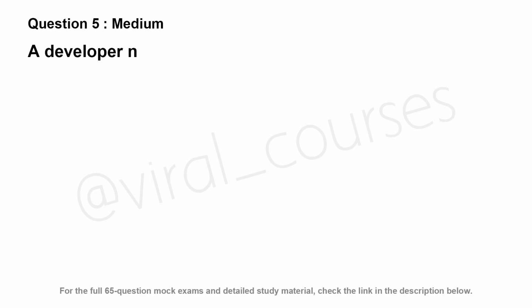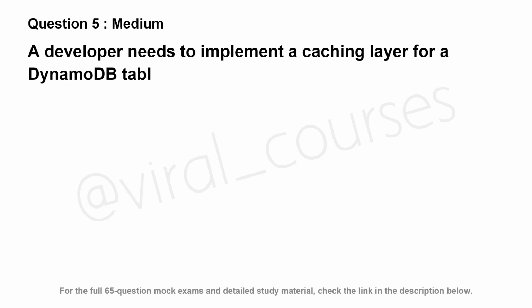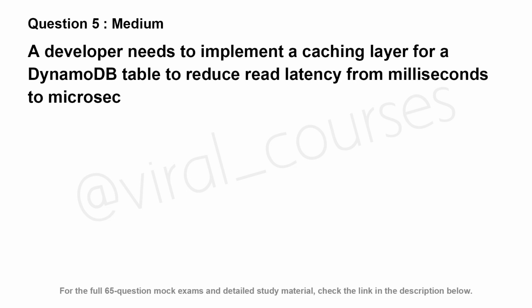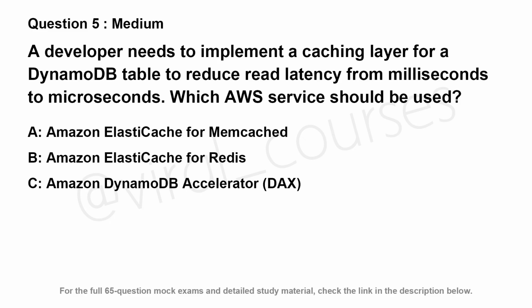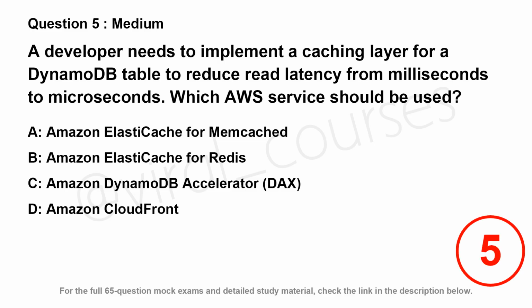A developer needs to implement a caching layer for a DynamoDB table to reduce read latency from milliseconds to microseconds. Which AWS service should be used? Option A. Amazon ElastiCache for Memcached. Option B. Amazon ElastiCache for Redis. Option C. Amazon DynamoDB Accelerator, DAX. Option D. Amazon CloudFront.